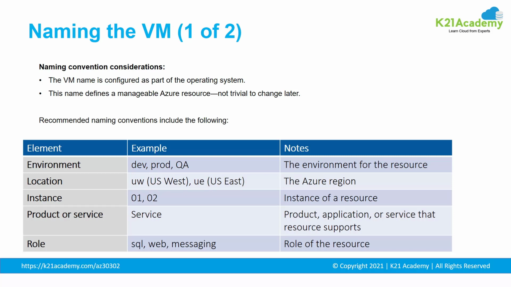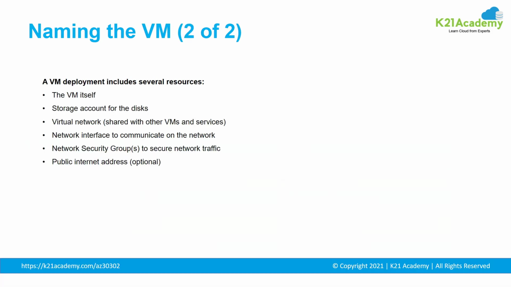Perfect. So another thing that we need to decide on VM creation is that there are other resources that are deployed along with the VM: the storage account, the virtual network, the virtual interface, the security groups, and the public internet address. So these things will also have a name similar to whatever name you give to the VM.